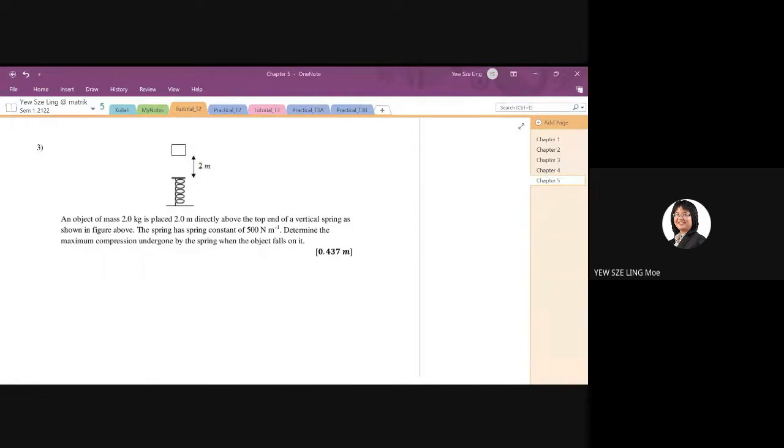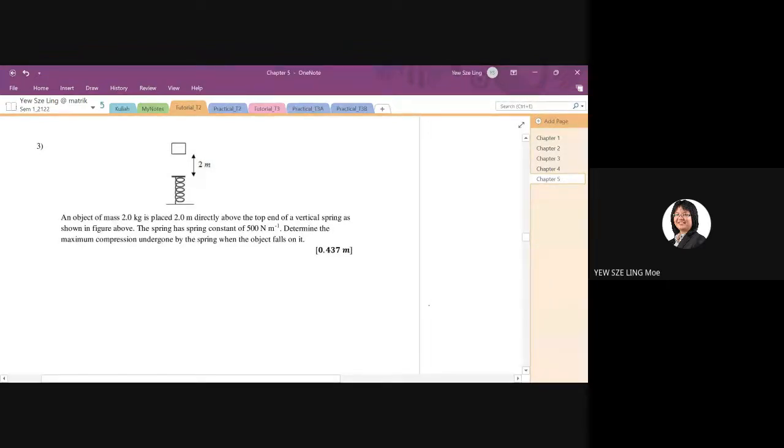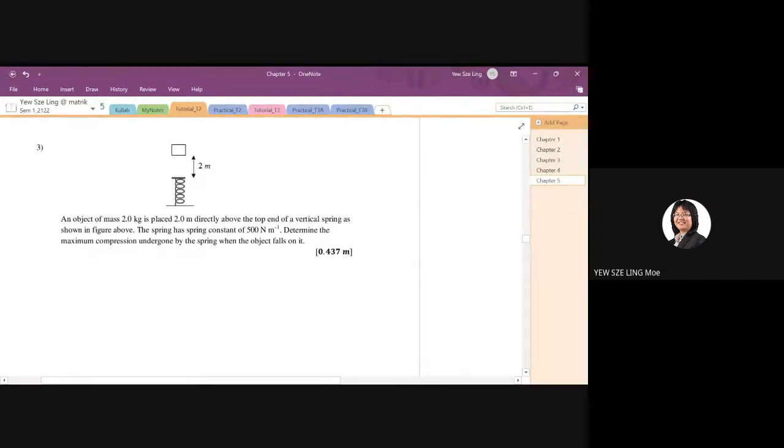There is something new already. So what is it? Now we have a spring. Okay, now an object of mass 2 kg is placed 2 meters directly above the top end of a vertical spring, as shown in the figure above. The spring has a spring constant of 500 Newton per meter, and then determine the maximum compression undergone by the spring when the object falls on it.